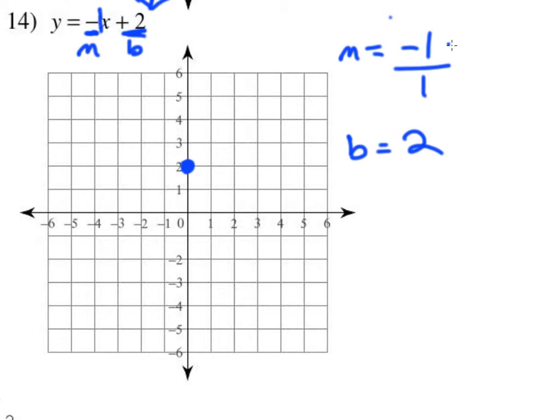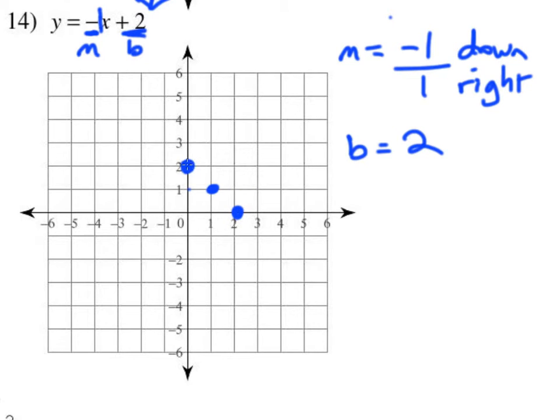It's negative, so instead of going up, we're going to go down. Now don't get confused. See how this is still positive 1? We're not going to go down and left. We're going to go down and right. Down 1, right 1. Down 1, right 1. So let's just start from here. To go down 1, right 1. There it is. Down 1, right 1.